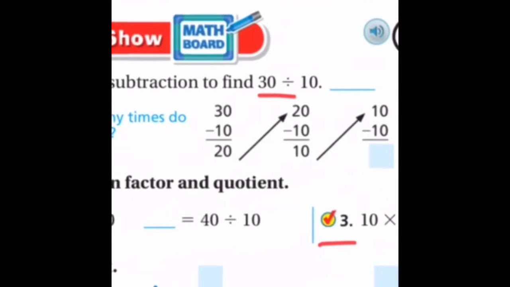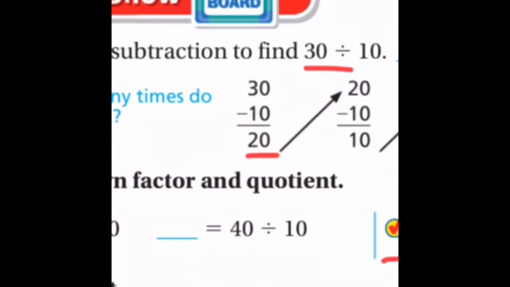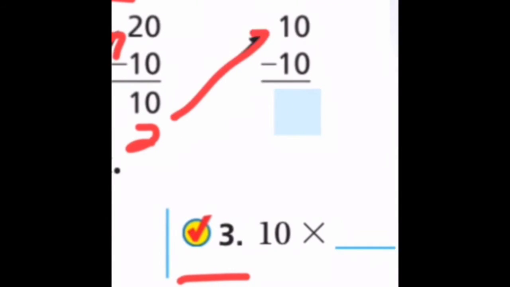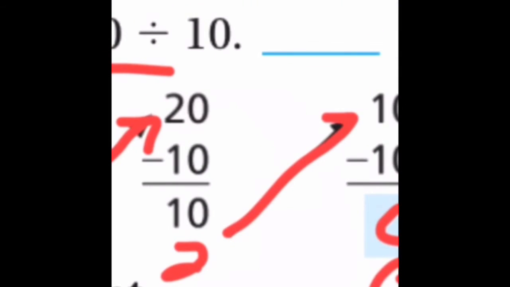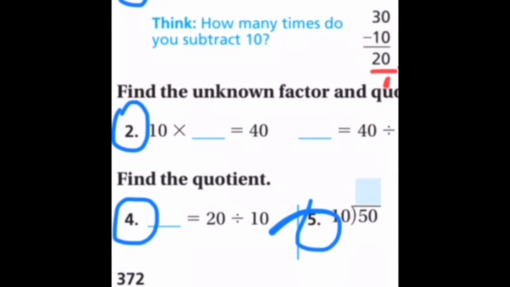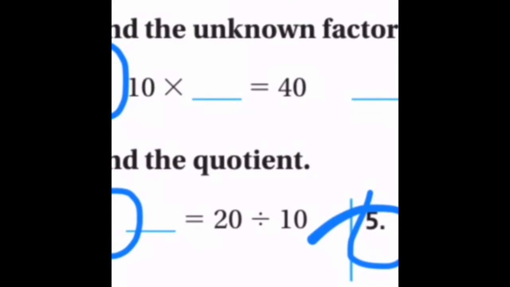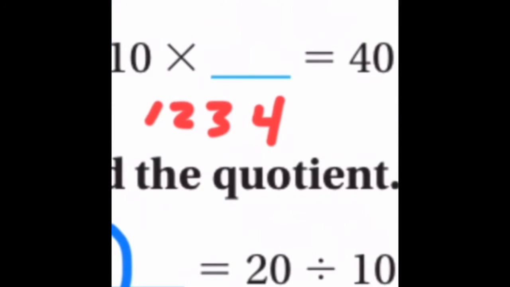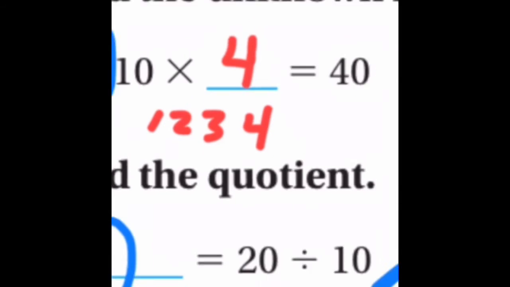Here we go. Use repeated subtraction to find 30 divided by 10. 30 minus 10 is 20, so that's 1 time. 20 minus 10 is 10, there's 2 times. And then bring that 10 up there. 10 minus 10 is 0, and I did that a total of 3 times, so 30 divided by 10 is 3. Find the unknown factor and quotient. 10 times something is 40. Well, I could skip count by 10s. 10, 20, 30, 40. I counted 4 times. 10 times 4 is 40.